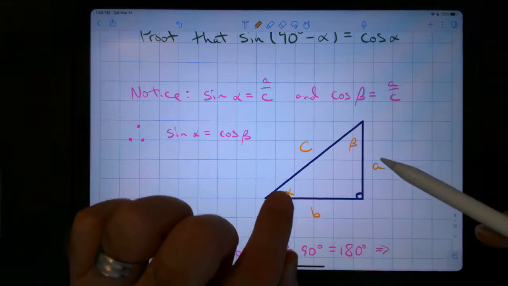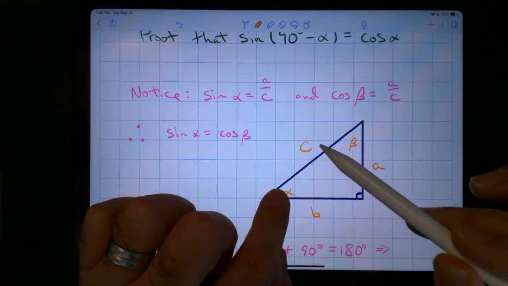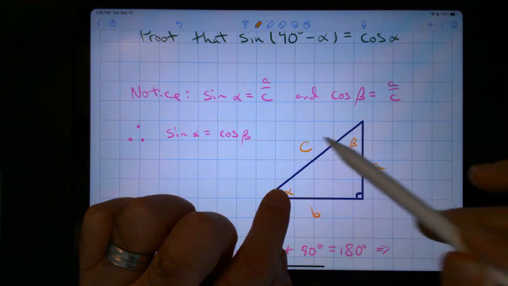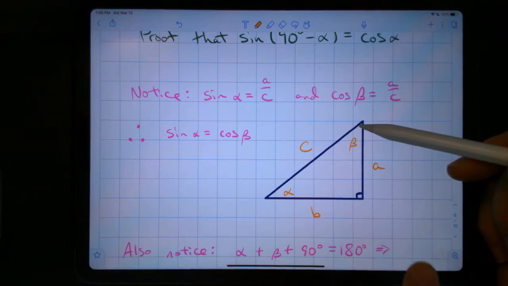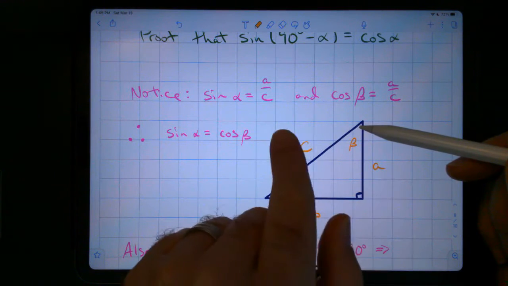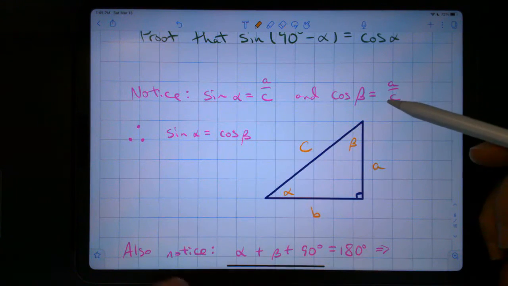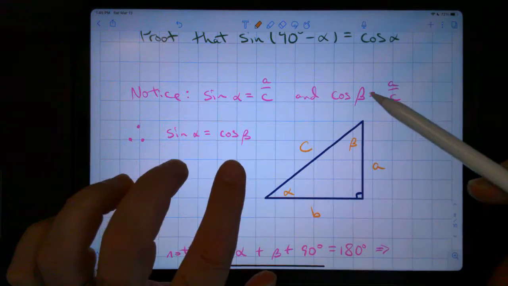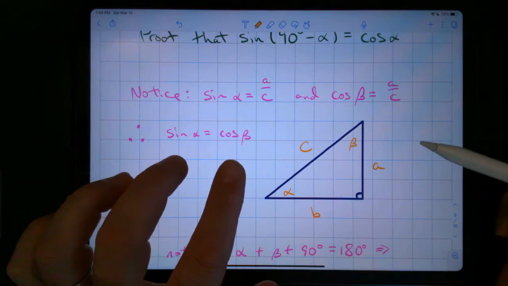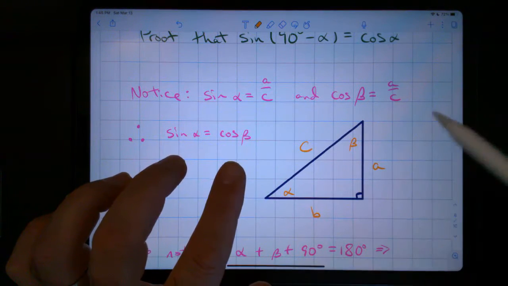So notice that sine of alpha is opposite over hypotenuse, a over c, and cosine of beta is adjacent over c. So therefore, sine of alpha is equal to cosine of beta, because a over c is equal to a over c.